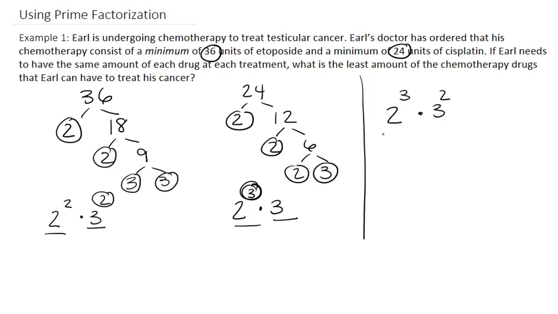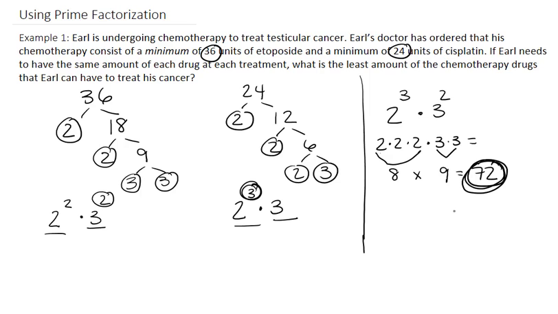The next step will be to multiply these out. So 2 times 2 times 2 times 3 times 3 is equal to the least amount of chemotherapy drugs to treat Earl's cancer. So 2 times 2 times 2 is equal to 8. 3 times 3 is equal to 9. So we would just then multiply 8 times 9, which is equal to 72. So this is our final answer, 72.